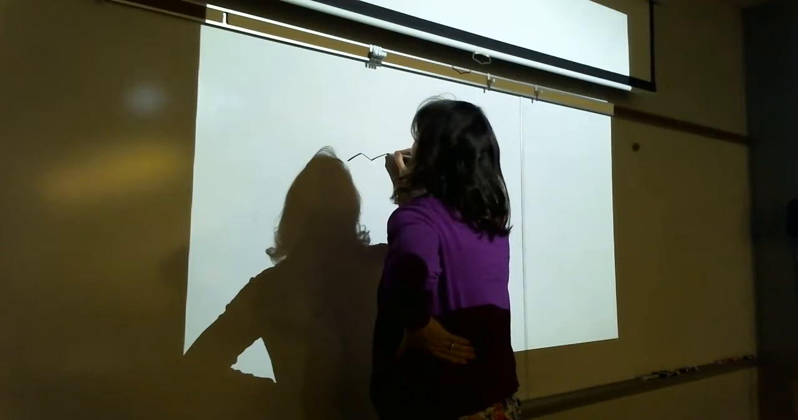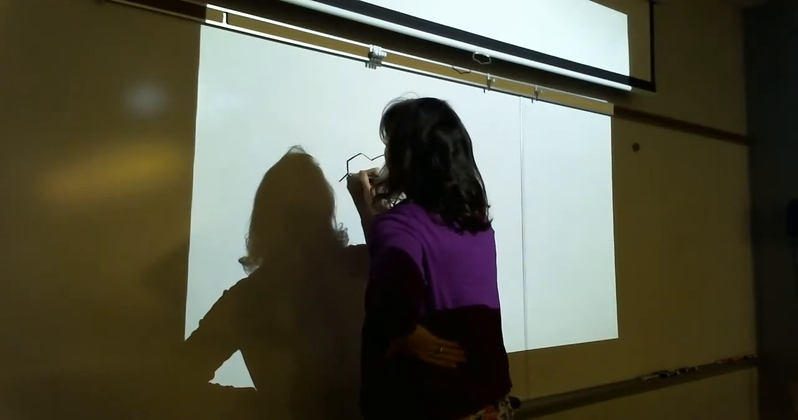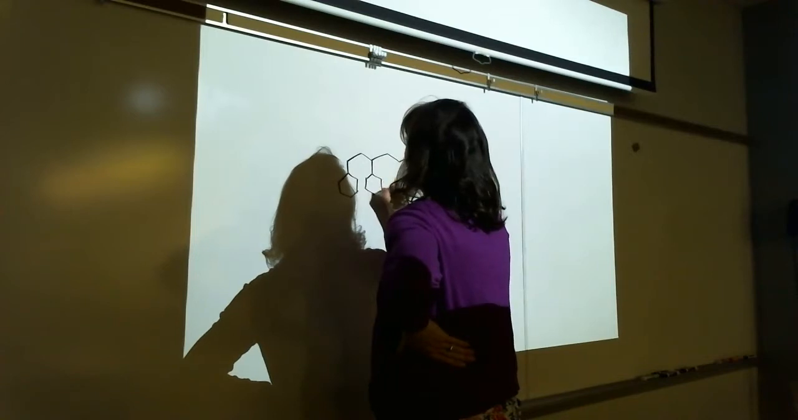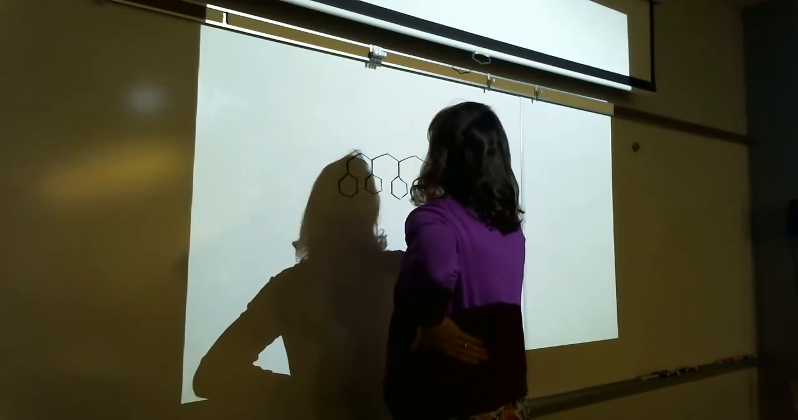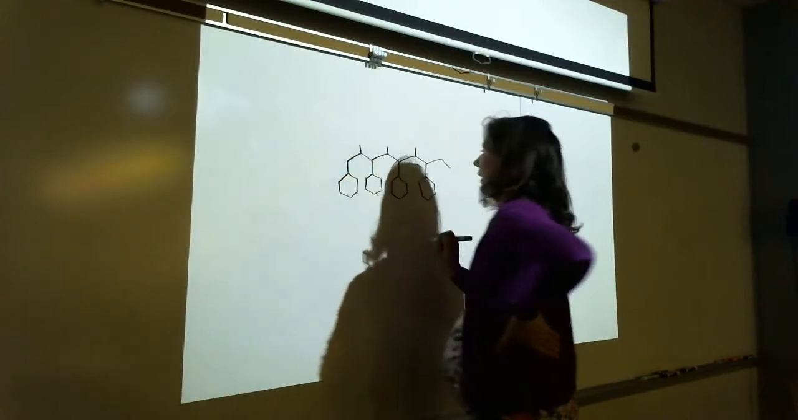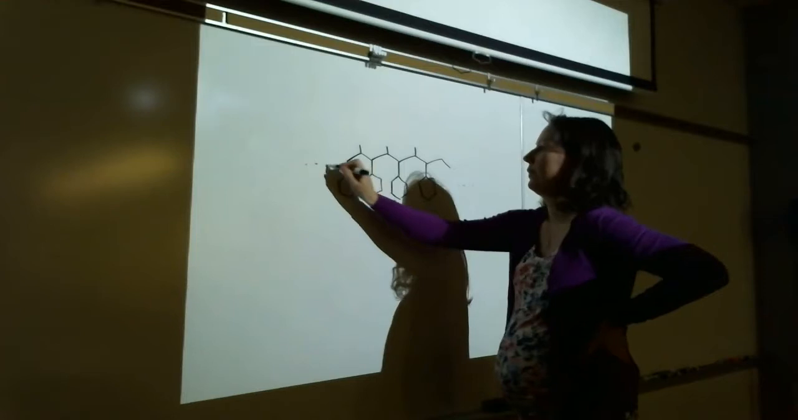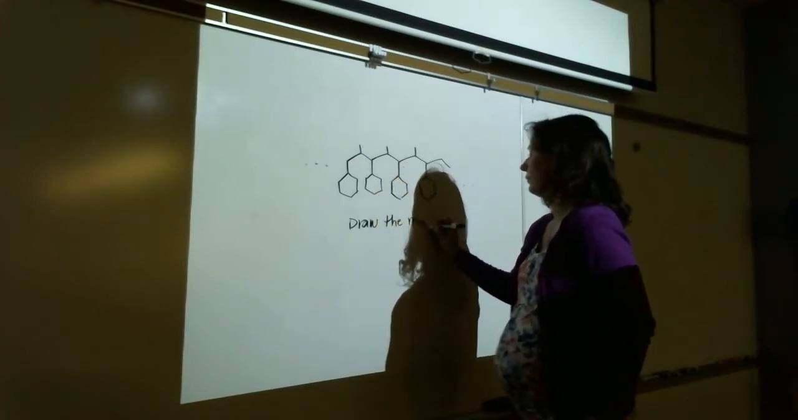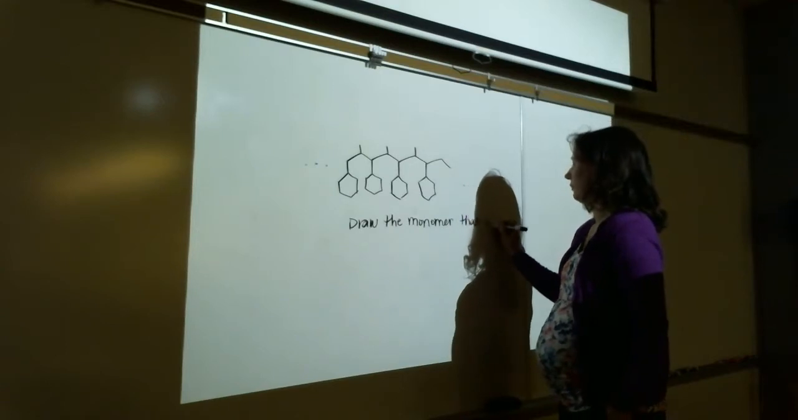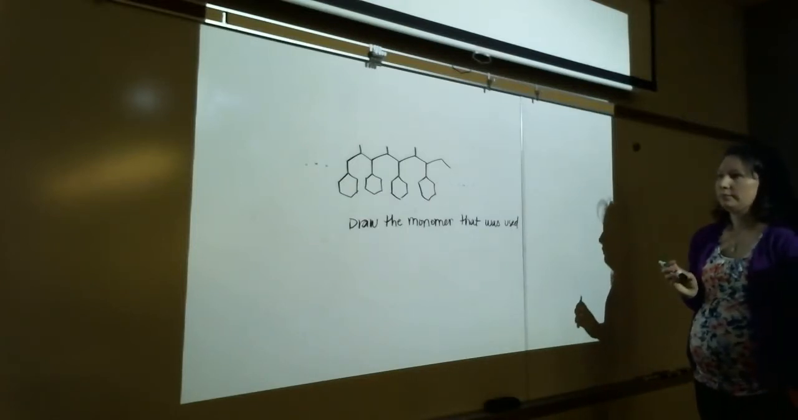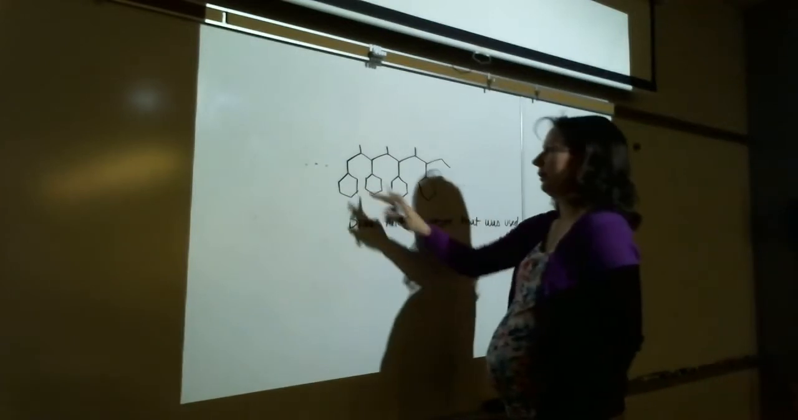So what if I gave you this polymer? Let's pretend. I gave you this polymer. We always just saw dot, dot, dot, dot, dot, dot to represent that it's going in all directions. And then I say to you, draw the monomer that was used. How would you identify that? Okay, so you have that.